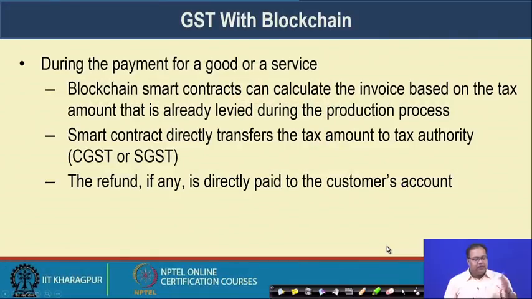Well, the advantage that we have here is that during the payment of a good or a service, the blockchain smart contracts can calculate the invoice based on the tax amount that is already levied during the production process. The smart contracts directly transfer the tax amount to the tax authority. If it is SGST, it can transfer it to the state government. If it is CGST, it can transfer it to the central government, and the refund, if any, is directly paid to the customer's account. It is not like you have to wait for a refund, and this entire audit log is there, which can be verified to check the correctness.